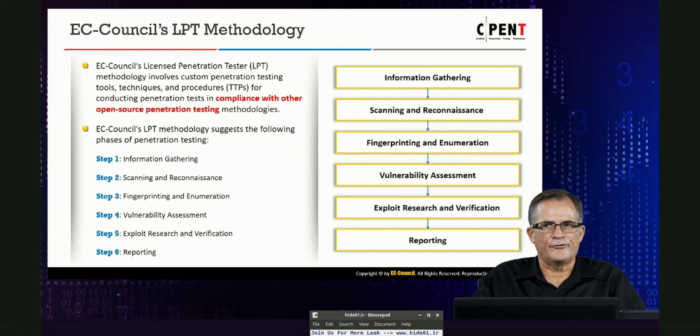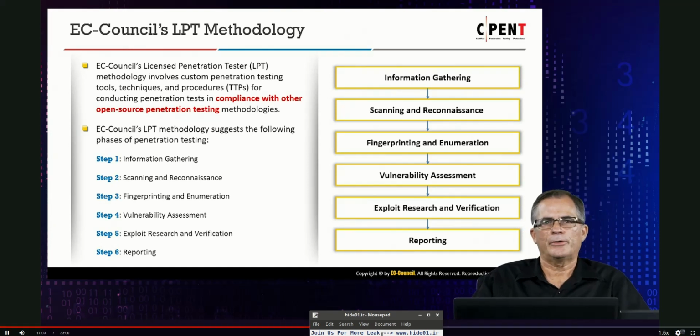Right here. Information gathering, scanning and reconnaissance, fingerprinting and enumeration, vulnerability assessment, exploit research and verification, and reporting. This is the mechanism used for licensed penetration tester, the tools, techniques, and procedures. So we've got a process here that we follow when we do our penetration testing. And it's a good idea to follow that systematic structure, and this is an example of that.